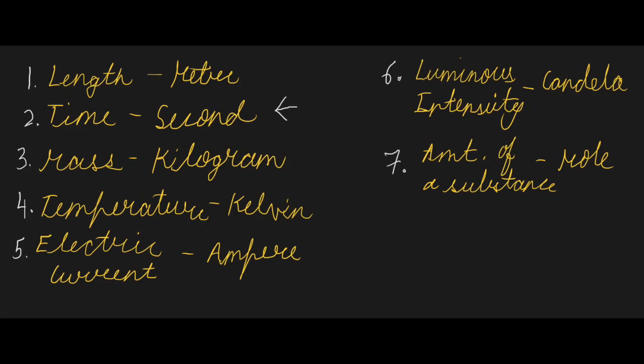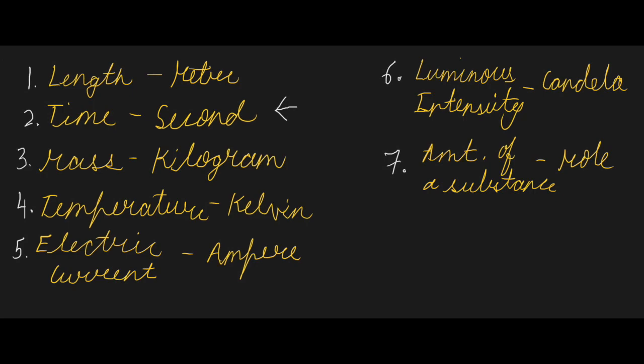Here are the 7 fundamental physical quantities. The first is length, which is measured in meters. The second, time, which is measured in seconds. The third is mass, measured in kilograms. Following that is temperature, which is measured in Kelvin.